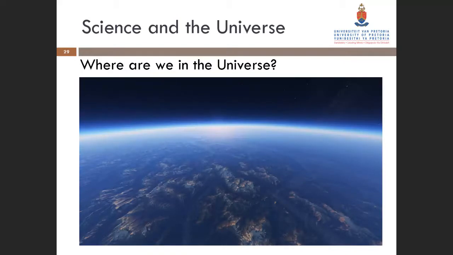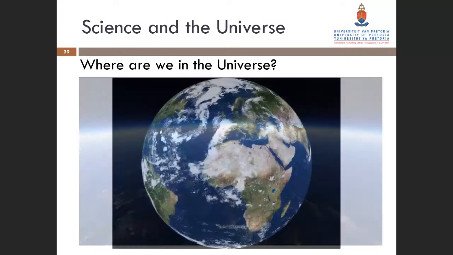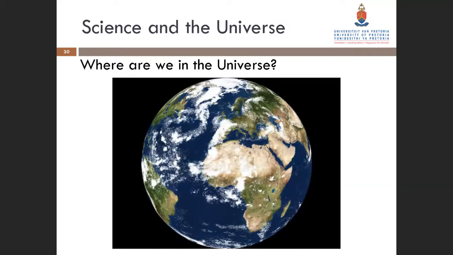So where do you guys think this is leading? So we're leading to the universe. So we zoom out a little bit more. Here we can see planet Earth with Africa in view.